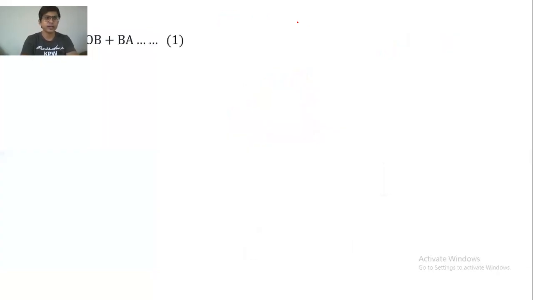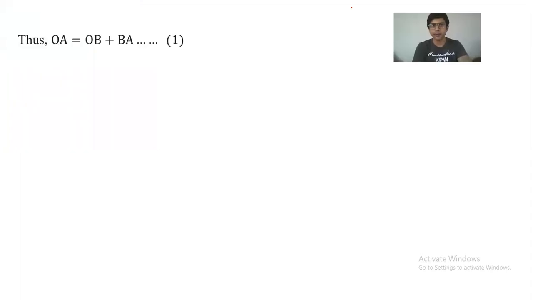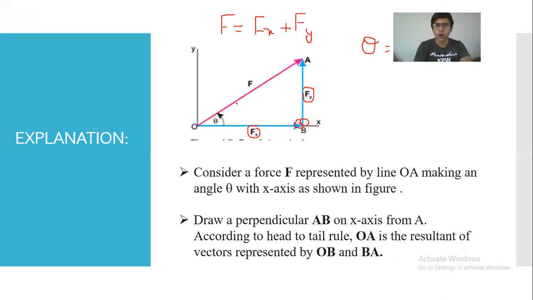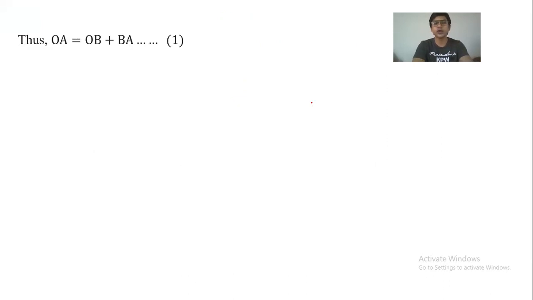Now here I have to move this. Thus you could say that OA is equal to OB plus BA, because OA represents the force F, OB represents Fx, and BA represents Fy. Okay, I could show you again in this figure. Just remember this. OA represents F, OB represents Fx, and AB represents what? Fy.